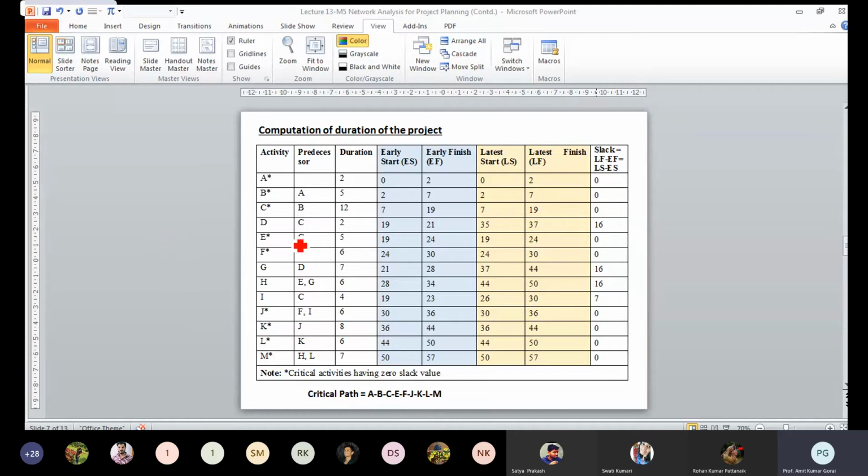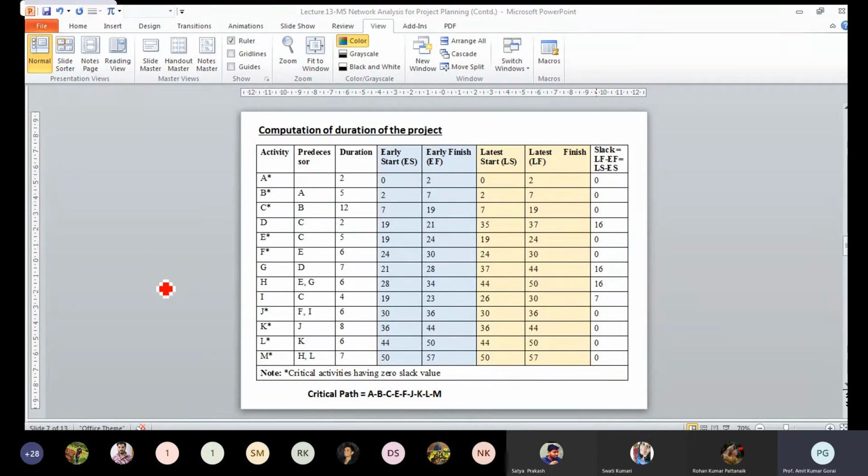Then D is the predecessor of G. So the early start time is the early completion time of job D. And what is the earliest completion time of job D? It is 21. So this 21 will be the earliest start time for job G, and it is taking 7 weeks of time. So the finishing time is 28.